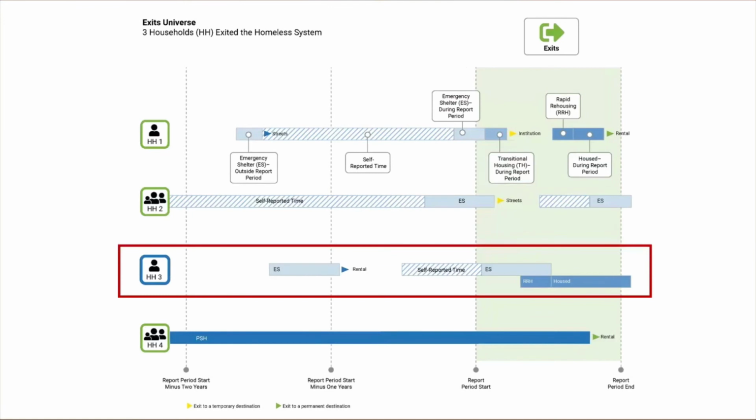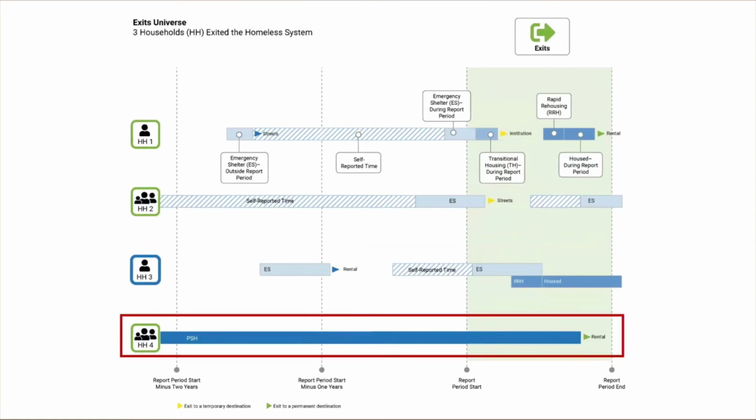Household 3 was continuously enrolled in projects during the report period and therefore is not included in the exits universe. Household 4 exited from permanent supportive housing during the report period and did not enroll in another project within 14 days of exit, so they are included in the exits universe.